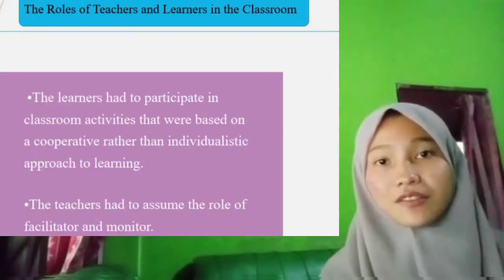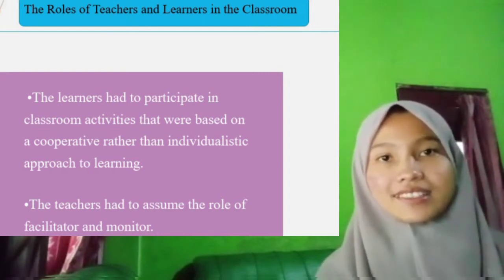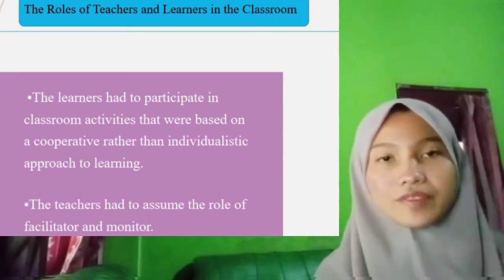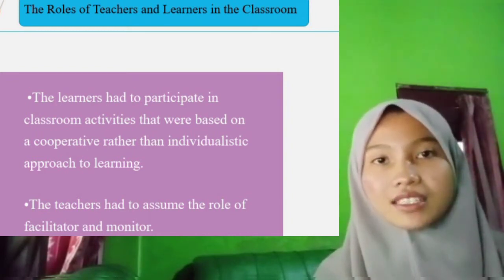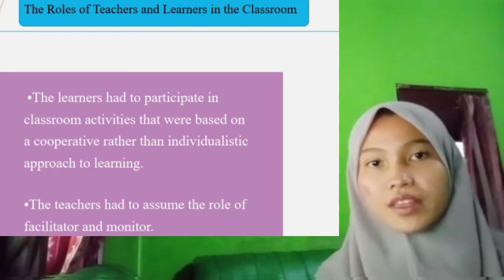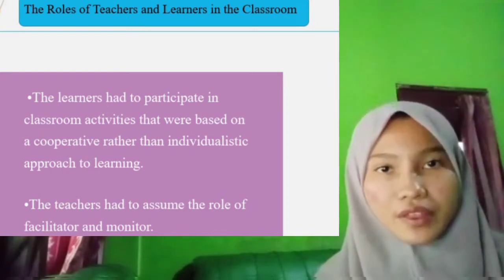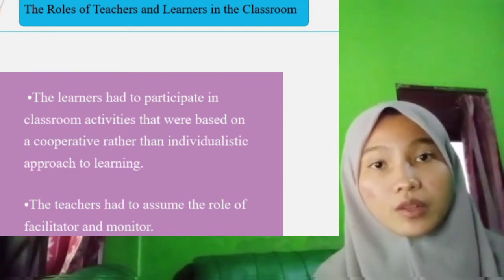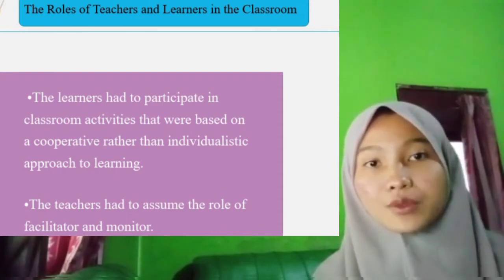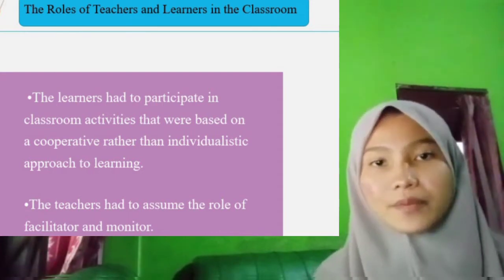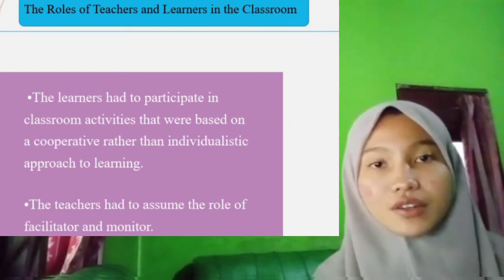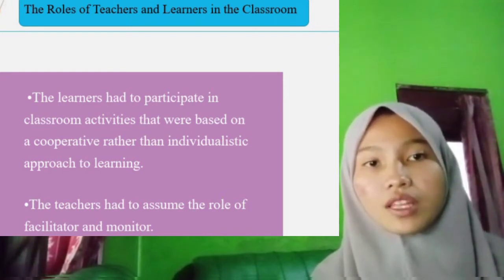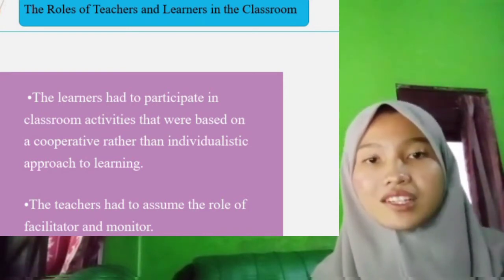Next is the roles of the teachers and the learners in the classroom. The role of the learners or the students in this learning method is to participate in classroom activities that are based on a cooperative rather than individualistic approach to learning. The students had to become comfortable with listening to their peers in group work or pair work tasks. Rather than relying on a teacher for a model, they were expected to take on a greater degree of responsibility for their own learning.